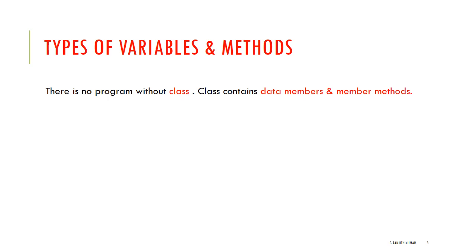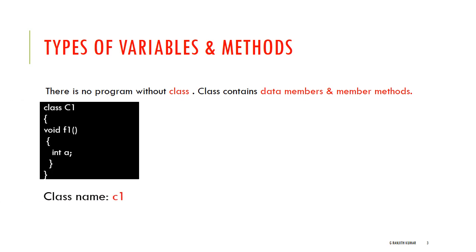Now coming to the types of variables and methods. While writing a Java program, without a class there is no Java program. We can't write any program. First a class should be created, within the class we define methods, and in the methods we declare variables, and using variables we can perform any operation. Variables we call data members, and methods we call member methods of the class.